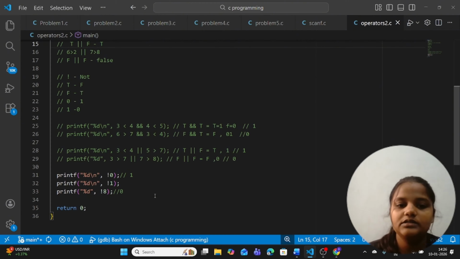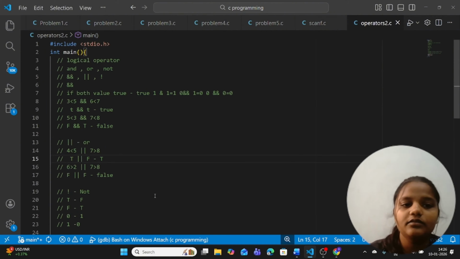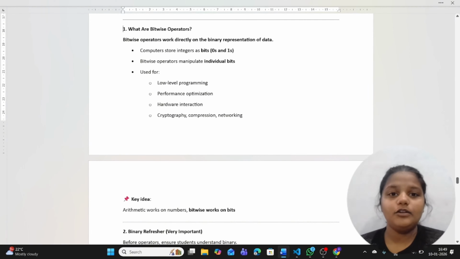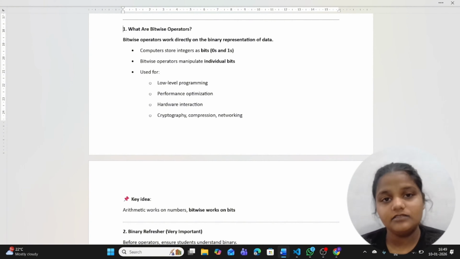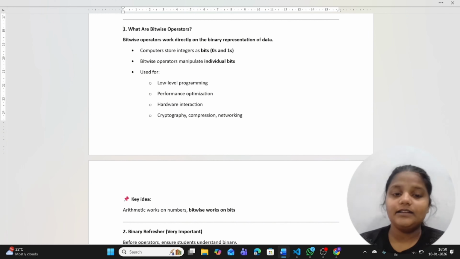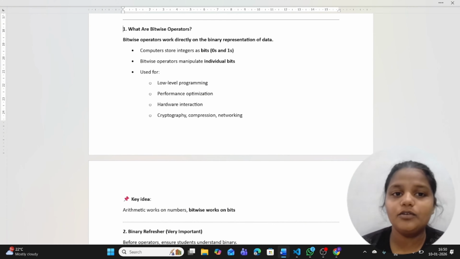Okay, so this is about the logical operators we have seen now. Now we are going to learn about another type of operator, that is the bitwise operator. So what is meant by bitwise operator? Bitwise operators work directly on the binary representation of the data. We know that the computer only understands zeros and ones, right? That is binary values. This bitwise operator will manipulate the individual bits of binary numbers and it will show us the output.